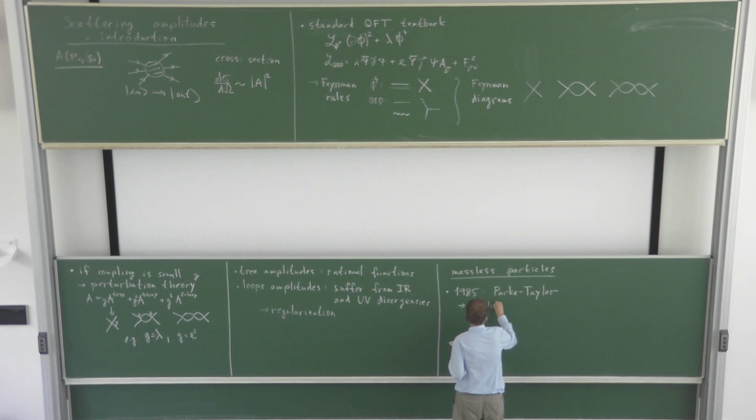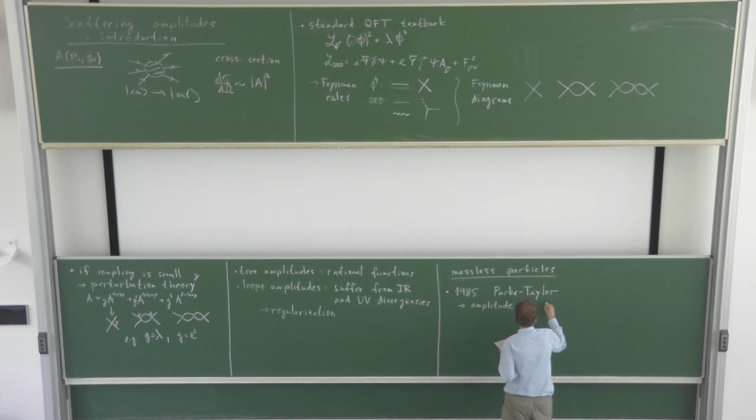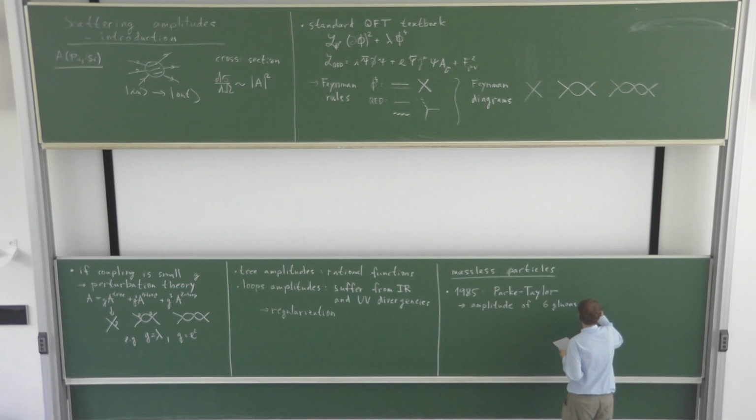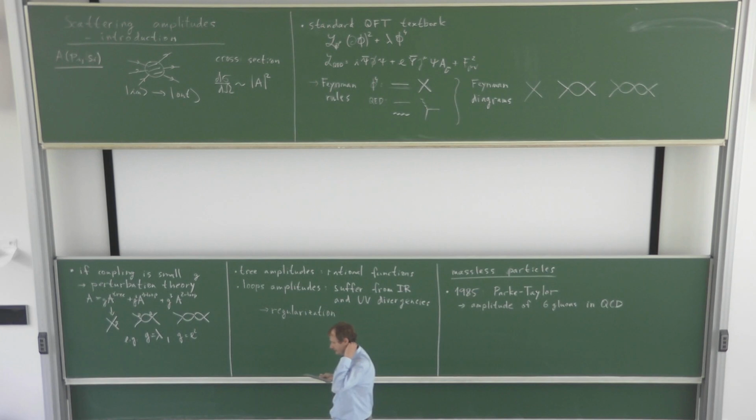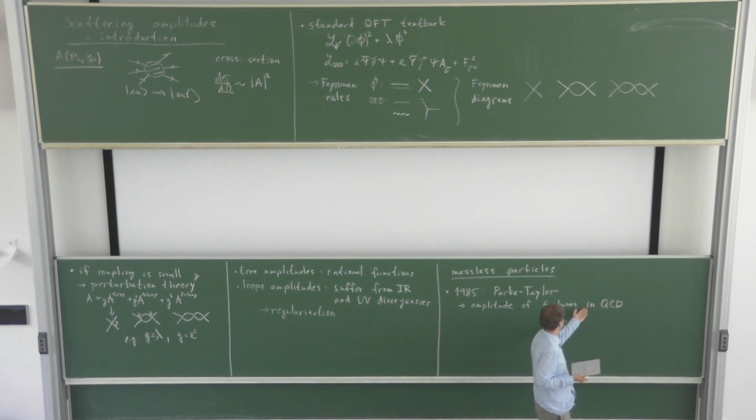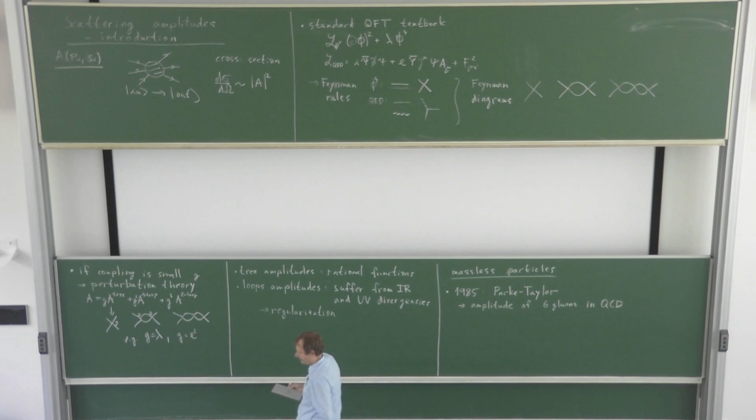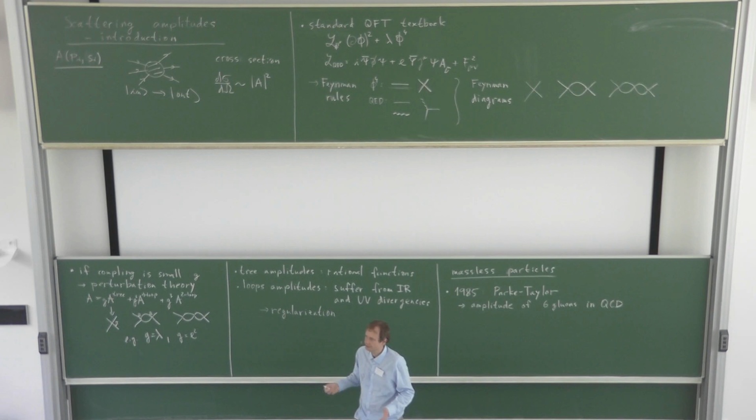of six gluons in QCD. As you probably know, QCD is a theory of strong interactions. Gluons are particles which mediate the strong interactions between quarks. And if you do scattering of protons at the LHC and so on, this is a very important part of the calculation. In order to make predictions, you have to be able to calculate these gluonic amplitudes to high precision, high multiplicity, high loop order.